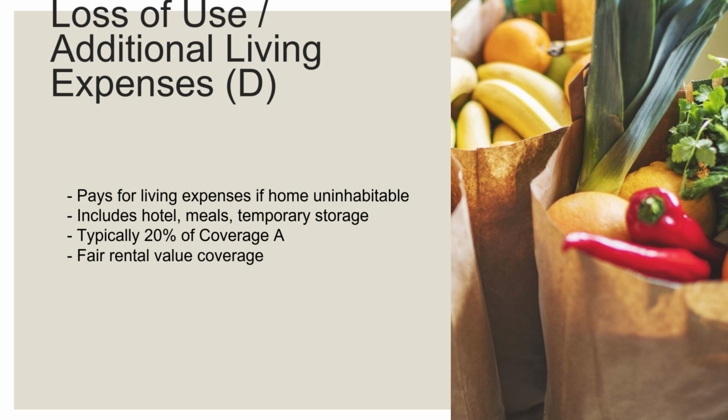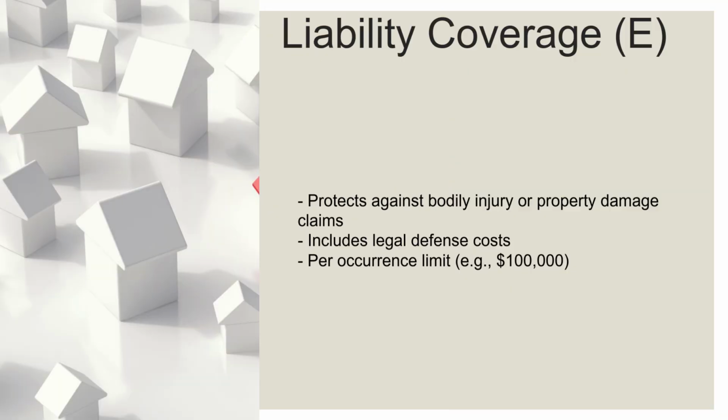Exclusions. Loss of use coverage only applies after a covered peril. It does not help if your home is unusable due to excluded events like flood or earth movement. Understanding coverage D helps you reassure clients that they'll have a place to stay during repairs. Liability coverage protects you when accidents happen and legal claims follow.